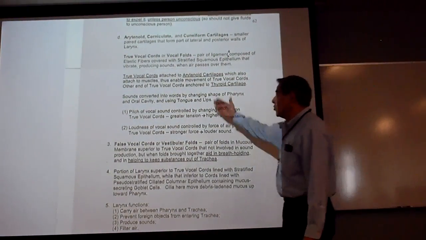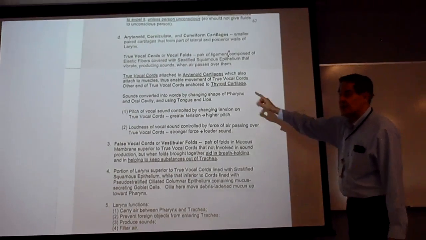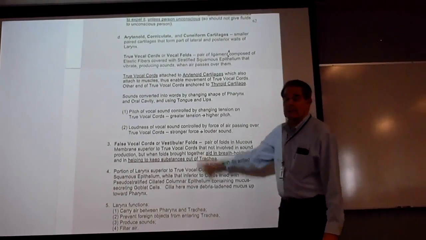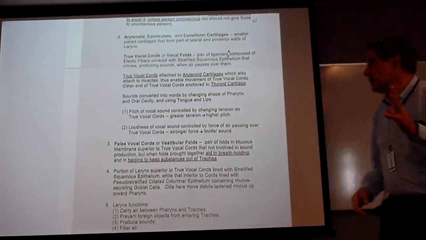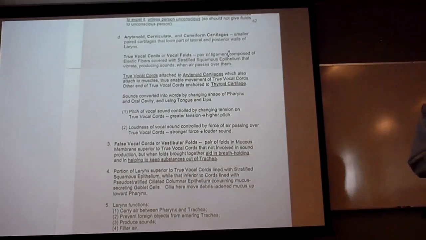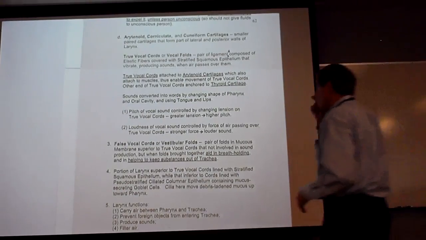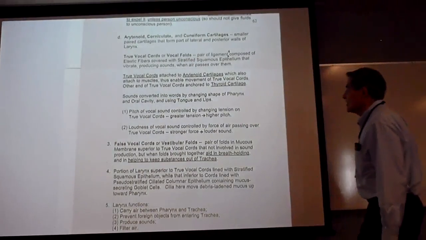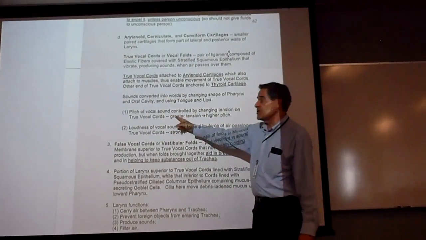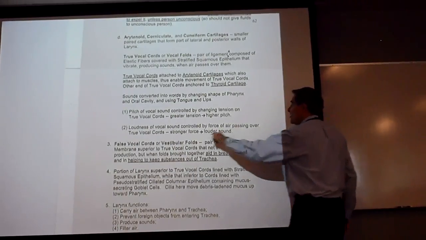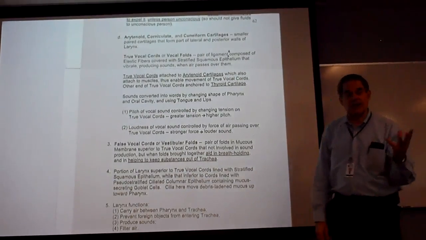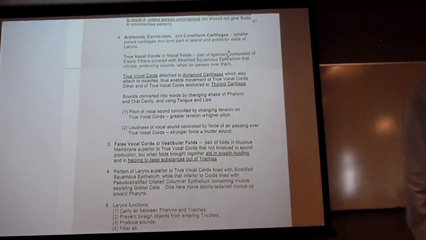Again, you've got the true vocal cords, and notice they are attached at one end to the arytenoid cartilages and at the other end to the thyroid. There are muscles that move the arytenoid cartilages, and by doing so, they can increase the tension on those ligaments, or bands. What this does is adjust the pitch of the voice. The greater the tension on the true vocal cords, the higher the pitch of the sound. The less tension, the lower the pitch. So this is how we change the pitch.